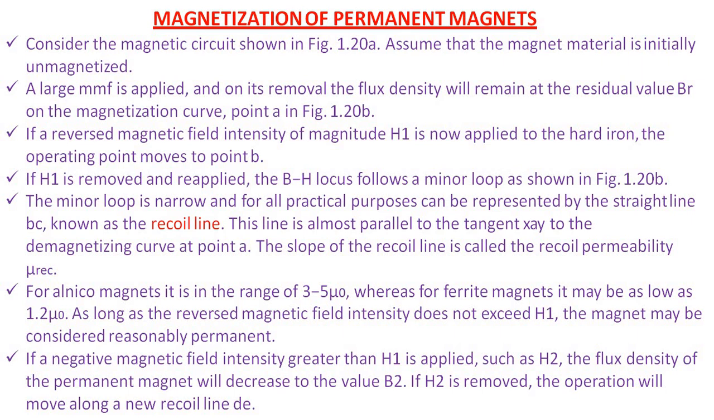As long as the reversed magnetic field intensity does not exceed H1, the magnet may be considered essentially permanent. If a negative magnetic field intensity greater than H1 is applied, such as H2, the flux density of the permanent magnet will decrease to the value of B2. If H2 is removed, the operation will move along a new recoil line.